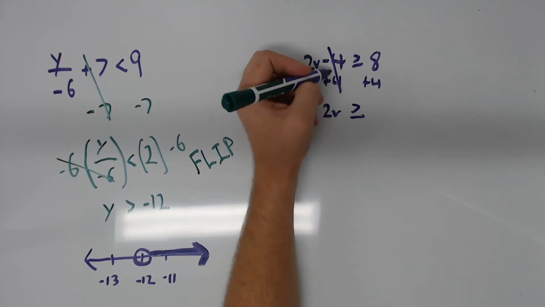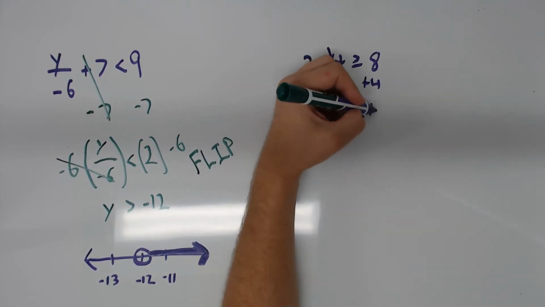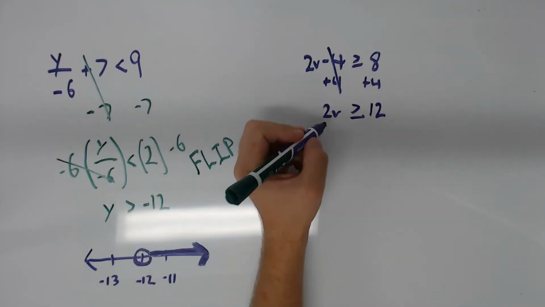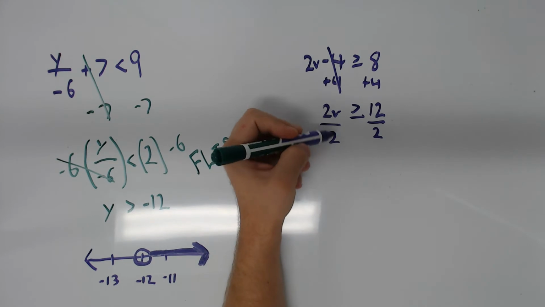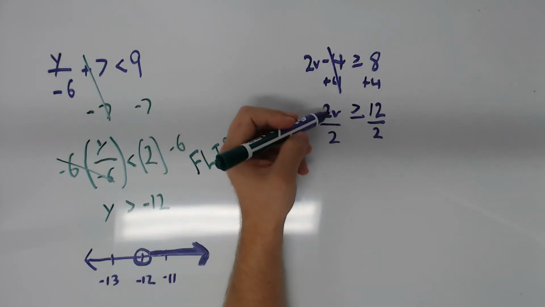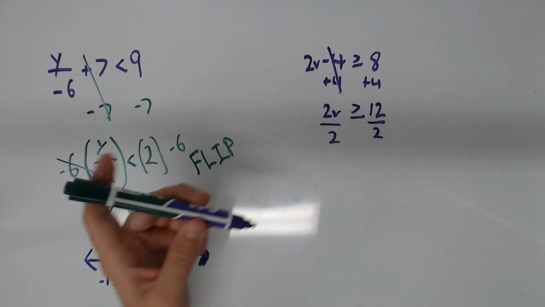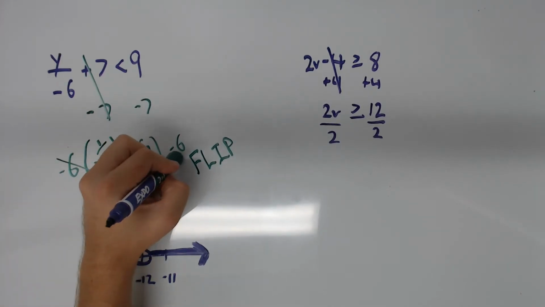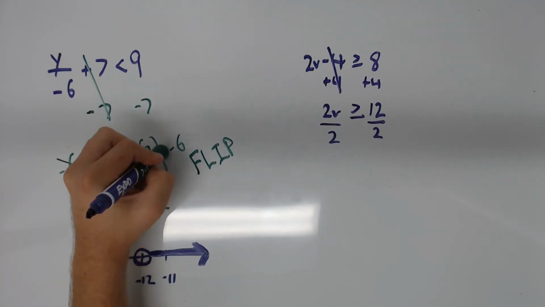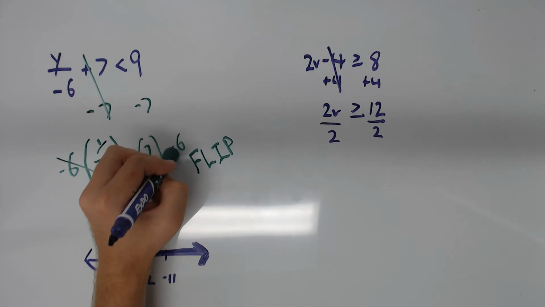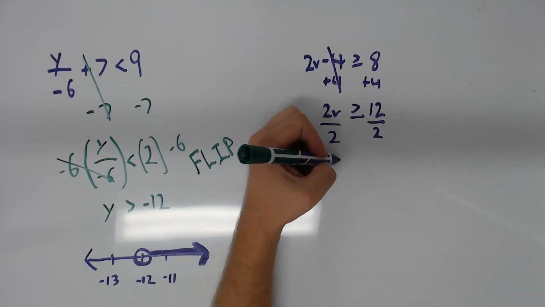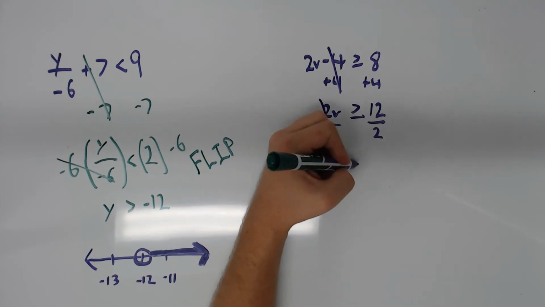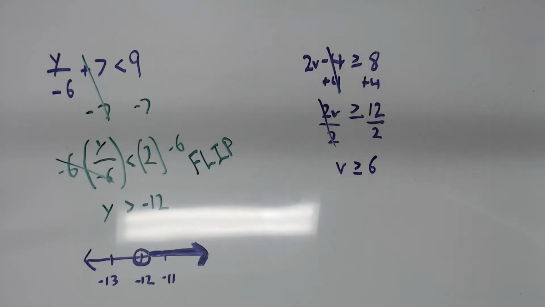So I'm going to add 4 to get rid of the -4. Then I'm going to divide by 2. Do you think I should flip here? The answer is no. It's only when it's multiplying or dividing by a negative number. So the algebra step I write out, if that's a negative number I'm multiplying or dividing by, that's when I would flip. So this one stays. v greater than or equal to 6.